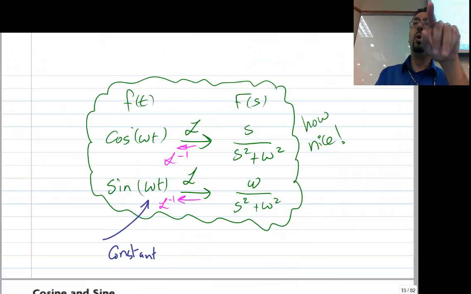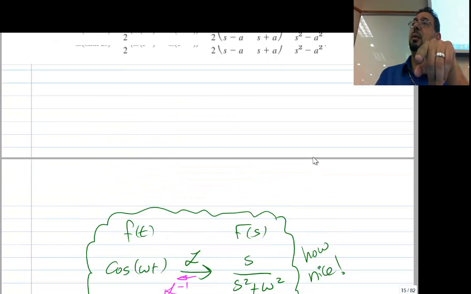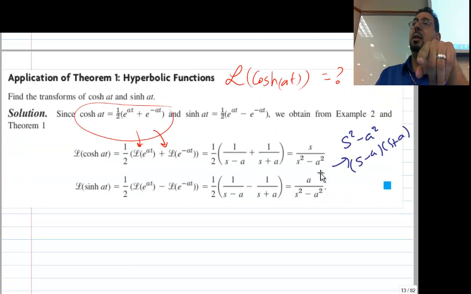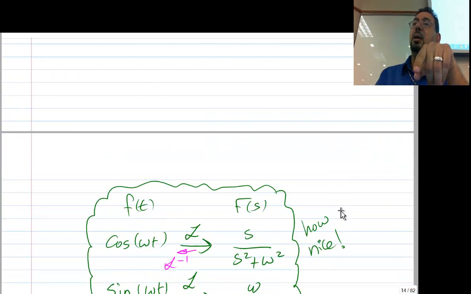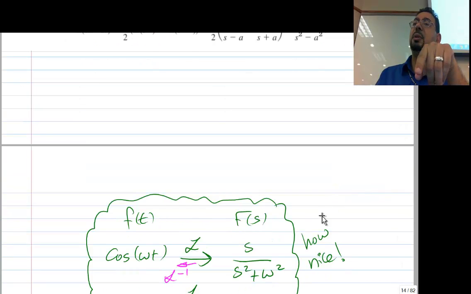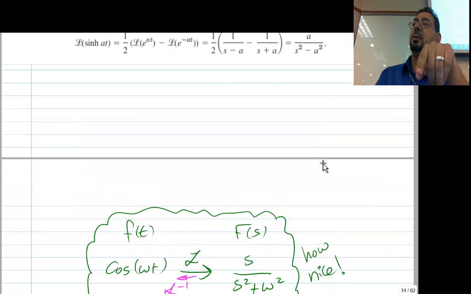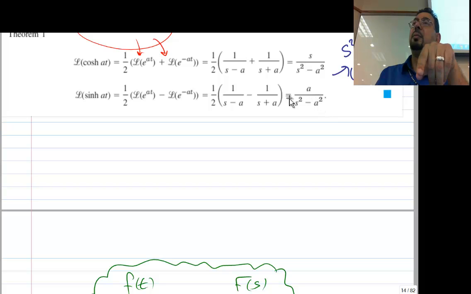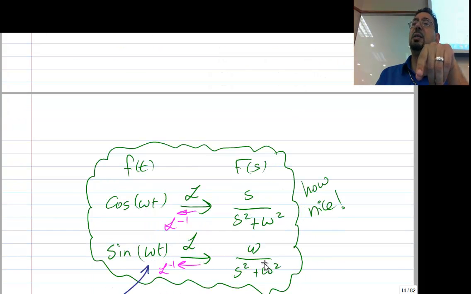Very good. So the cosine by itself, without the square, you get s over s squared. Look at this, it's very similar to the cosine, except it's addition instead of subtraction. Exactly, except for the minus, it's the plus.